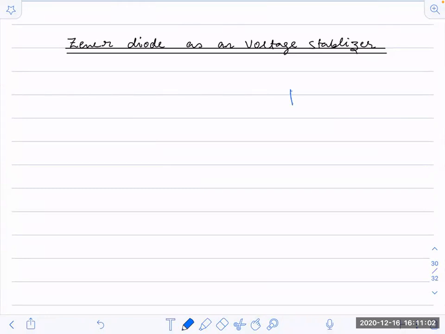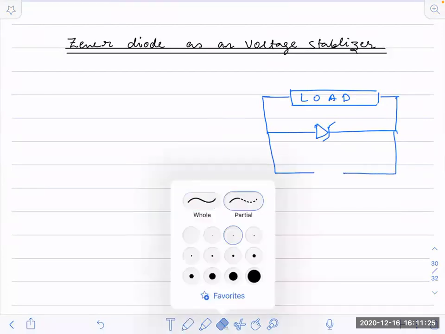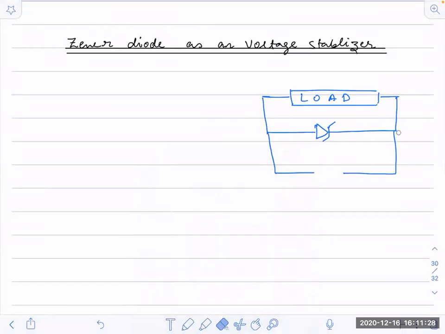See here. Suppose this is a load. This load will be connected with the diode, a Zener diode, in this manner. And now this will be connected with the external DC source. Now, is the Zener diode operated under reverse bias condition, or under forward bias condition?